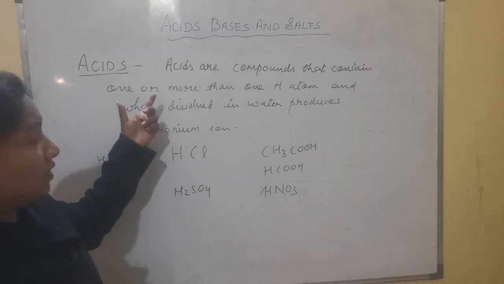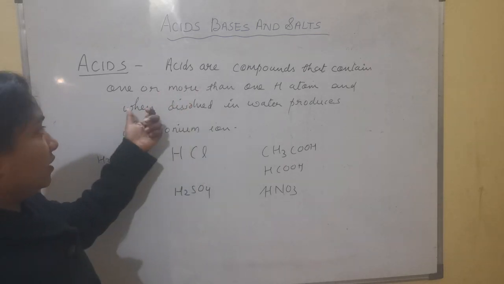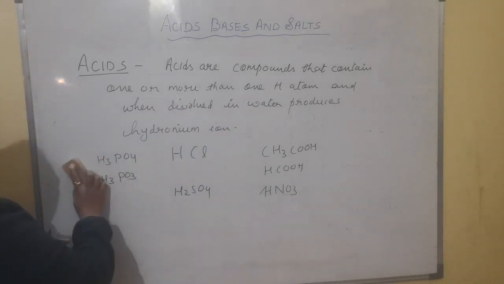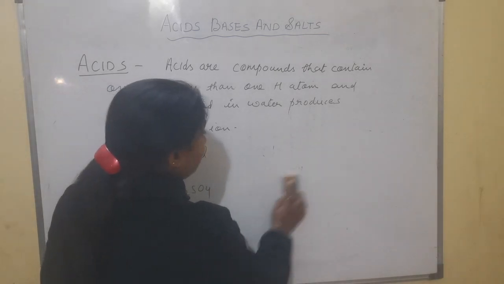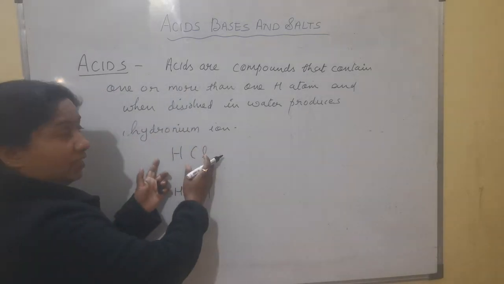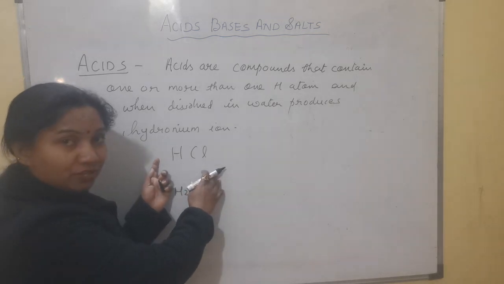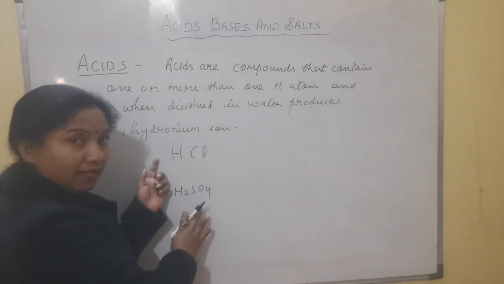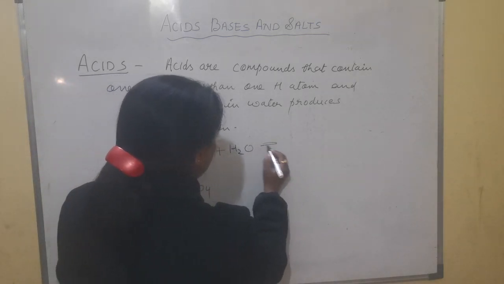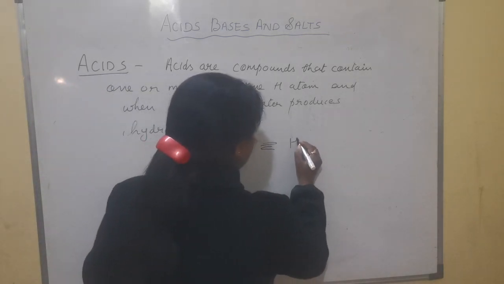That is why we define that acids are compounds that contain one or more than one hydrogen atom, and when dissolved in water they produce hydronium ion. Now we have to see what a hydronium ion is. One thing is clear, that acids contain hydrogen as a common element in all. Now, when dissolved in water they produce hydronium ion.